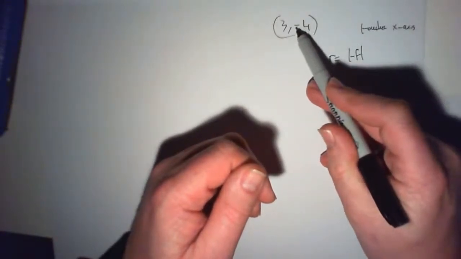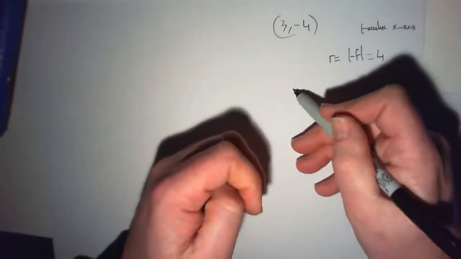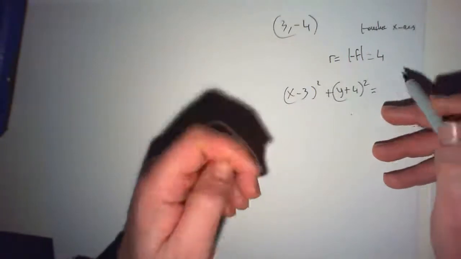Okay? So that's your f. It's already got a minus. So r is equal to 4, isn't it? Okay? That was it. So it's just going to be (x minus 3) squared plus (y plus 4) squared is equal to 16. Okay? That's it. That's all it could be.